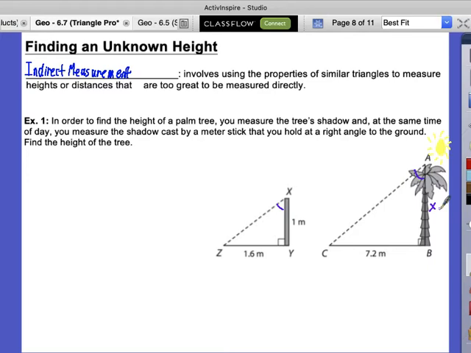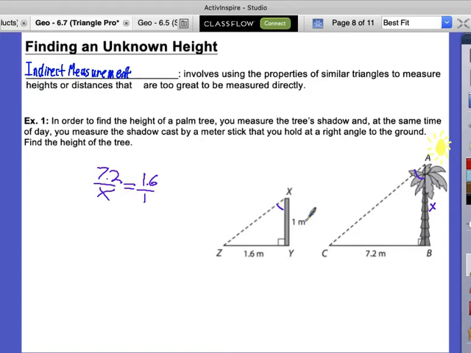Okay. Can somebody help me set up a proportion here? Okay, Sarah? 7.2 over x equals 1.6 over 1. Okay. So Sarah went the shadow of the palm tree over the actual palm tree is equal to the shadow of the meter stick over the actual meter stick.